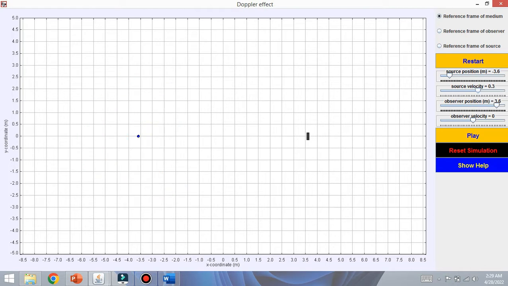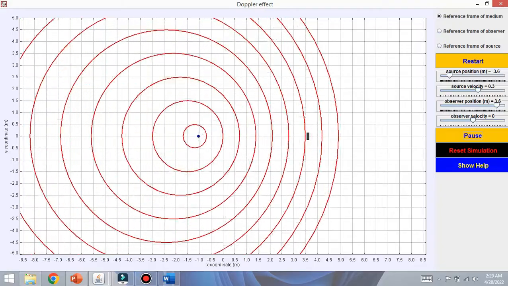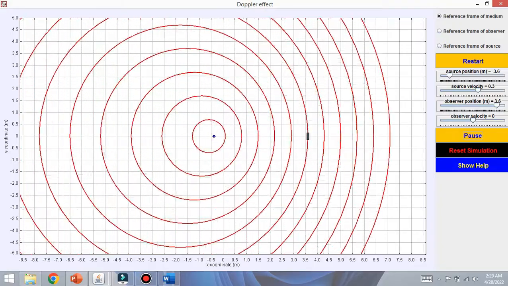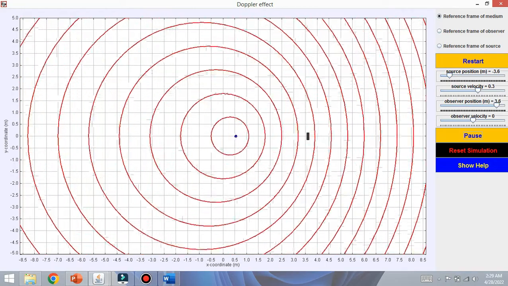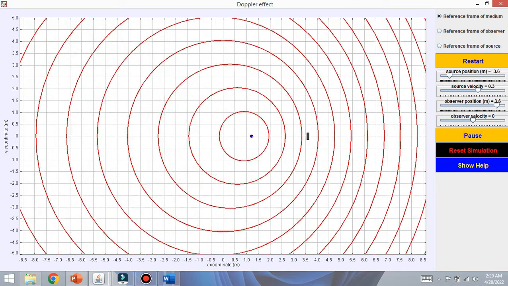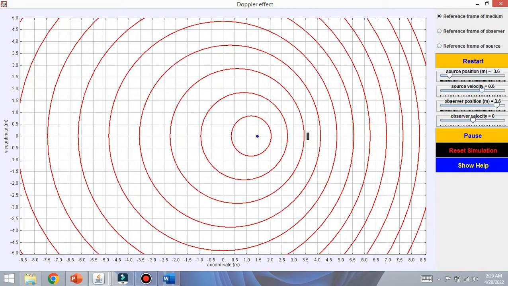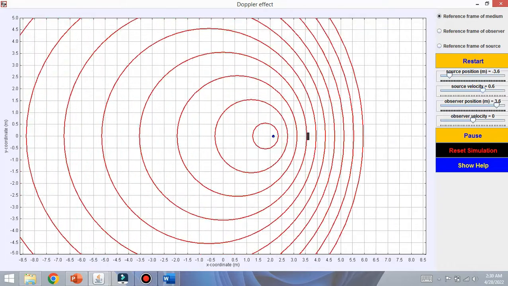So this is how the wavelength looks. The wavelength of the sound wave is the distance between two consecutive crests. It's shorter than the wavelength when the source and the observer are at rest. So the observed wavelength here is shorter. If I let the source move faster, the shorter the wavelength observed by the observer.